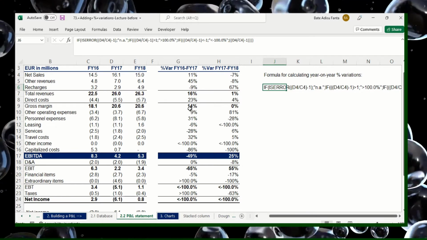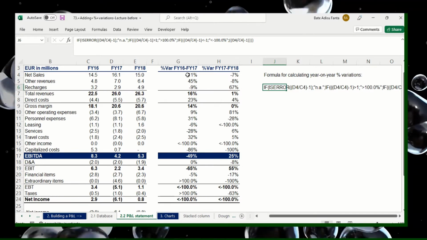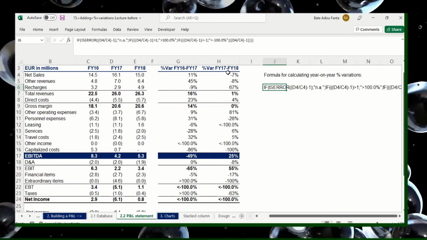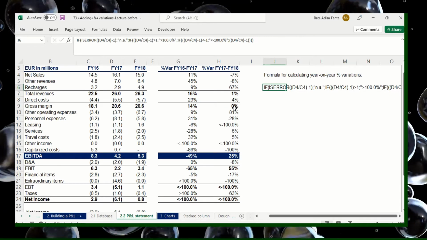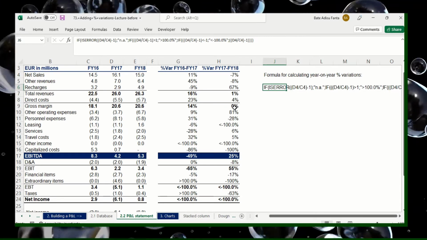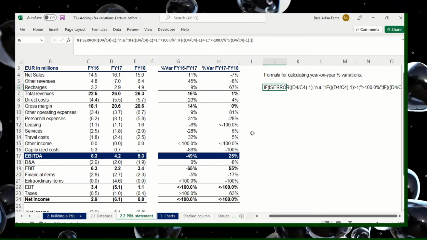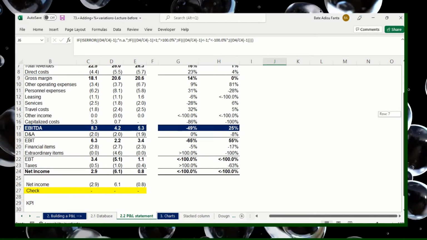And in the same way, we see a gross margin increment from 2016 to 2017, which is 14%. But from 2017 to 2018, we don't see that big a change or increment in our gross margin. So in this way, you can interpret our results.